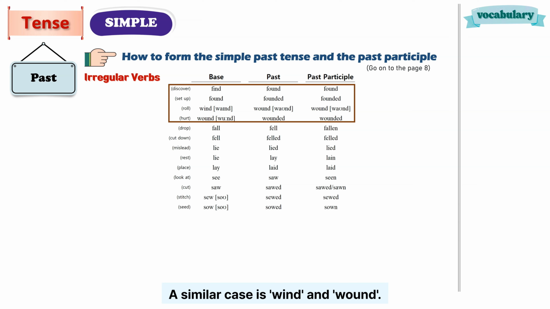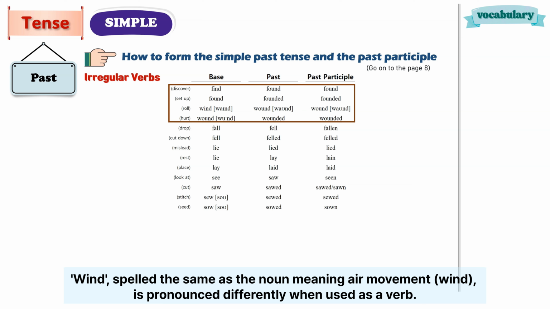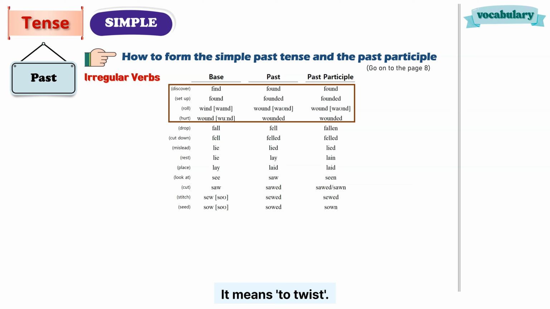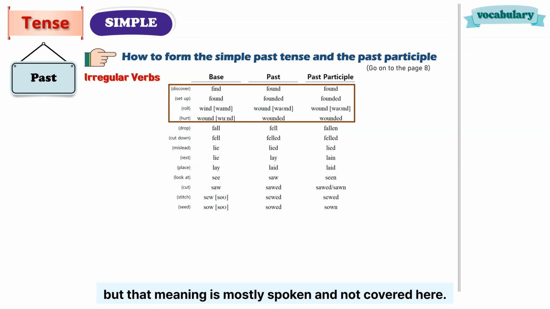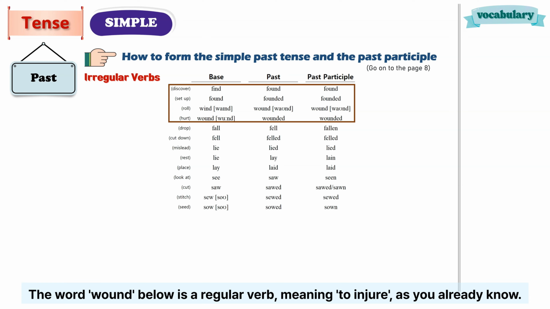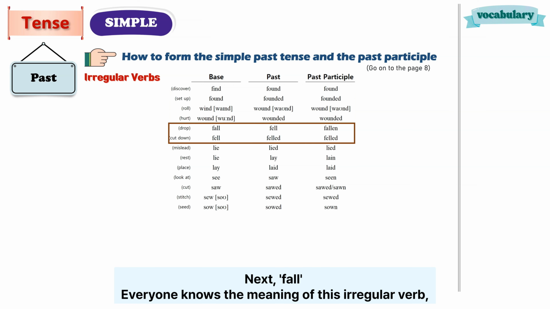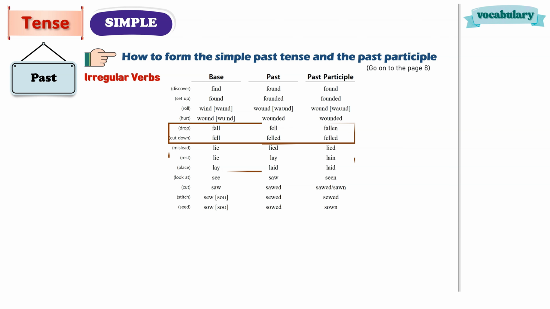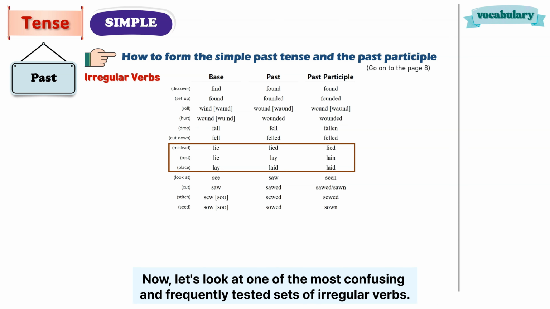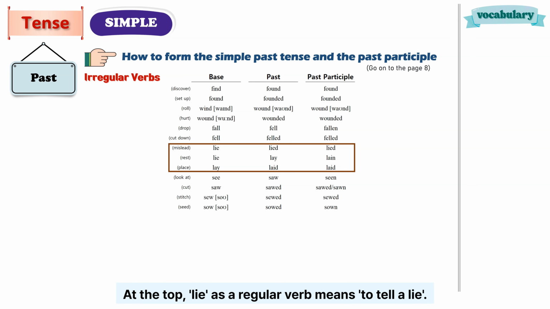A similar case is wind and wound. Wind, spelled the same as the noun meaning air movement, is pronounced differently when used as a verb. It means to twist. When wind is used as a regular verb, it can mean to become out of breath, but that meaning is mostly spoken and not covered here. The word wound, below, is a regular verb meaning to injure, as you already know. Next, fall. Everyone knows the meaning of this irregular verb, but fell as a regular verb means to cut down trees. Now let's look at one of the most confusing and frequently tested sets of irregular verbs. At the top, lie as a regular verb means to tell a lie.